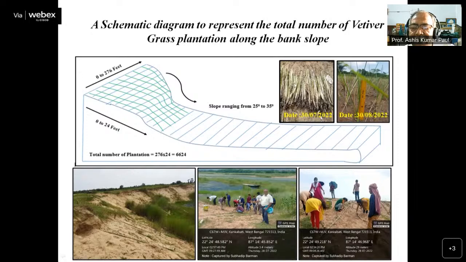And these are the vetiver grasses on 30/07/2022, when the plantation process was going on at that time. And this is the present growth rate of the vetiver grasses on the bank of Kangsabati River. You can see we took some photographs just yesterday. And you can see how the people, the villagers particularly, along with the students, were involved in the plantation of the vetiver grasses on this bank.